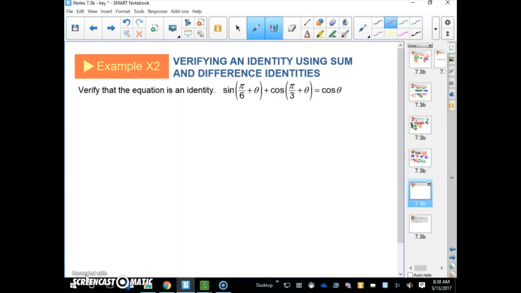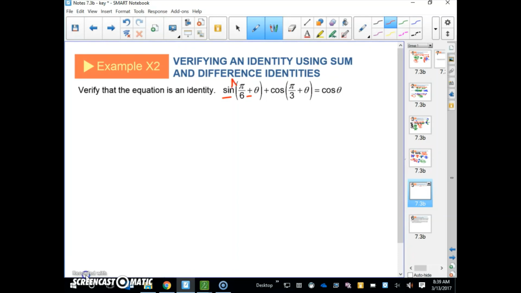Example 2: verify this equation is an identity. Well, one of the hints that we always do is start on the more complicated side. I think it's pretty obvious that the left side is the more complicated side. And so you look at that, it says sine of a sum. I see a sine sum. And so let's use our identity for a sine sum.